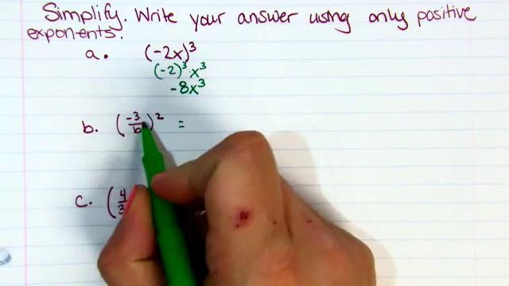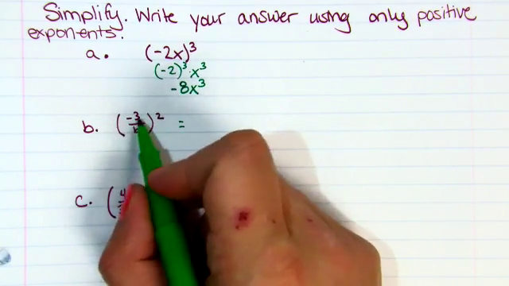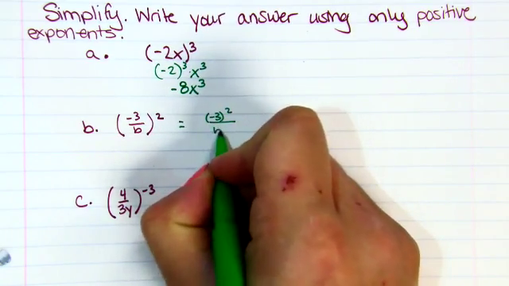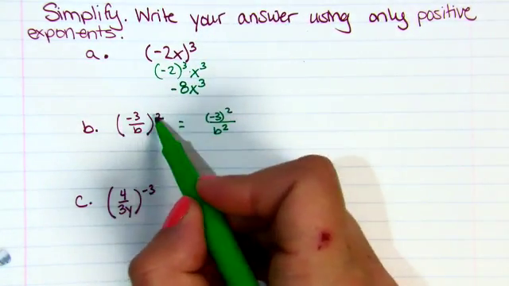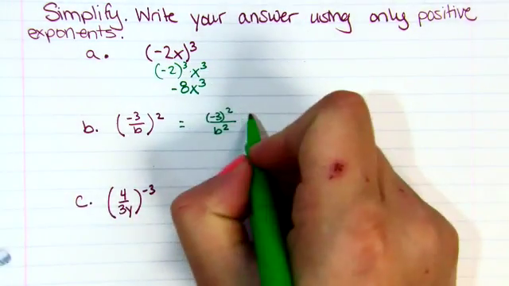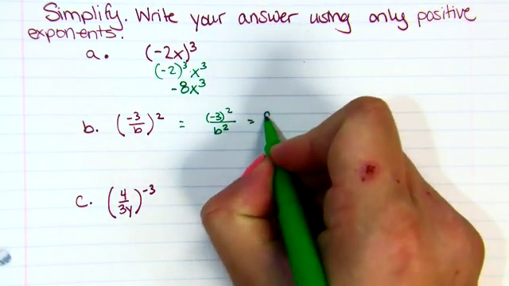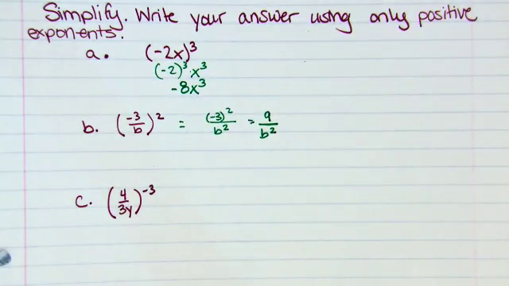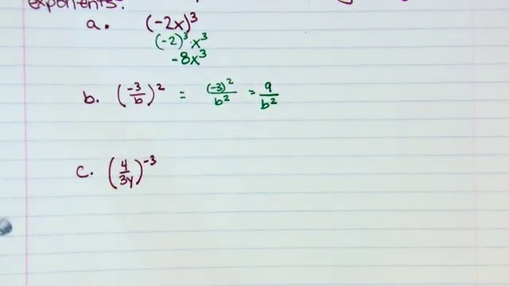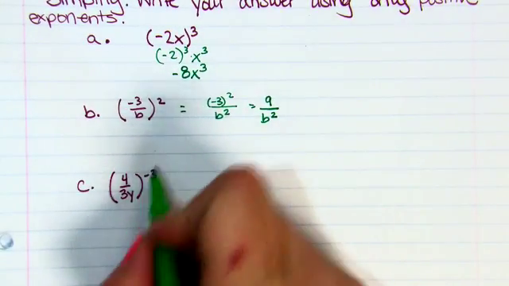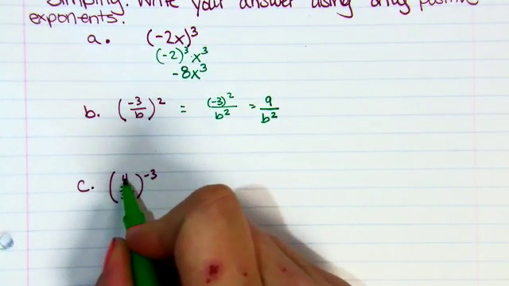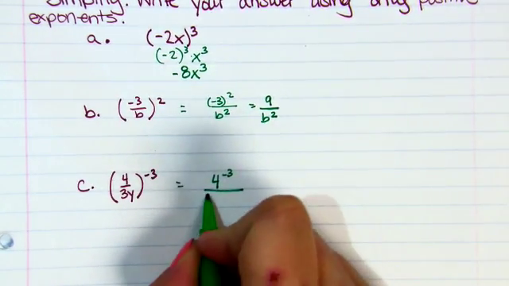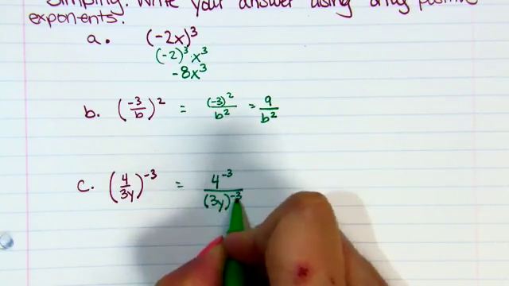Here I have a quotient raised to a power, negative 3 squared over b squared, so that exponent gets applied to each part of the quotient. Negative 3 times negative 3 is positive 9. I can't do b squared, so I'm just going to leave that as 9 over b squared. For example C, I'm going to apply this to the numerator and the denominator, so I get 4 to the negative 3 over 3y to the negative 3.